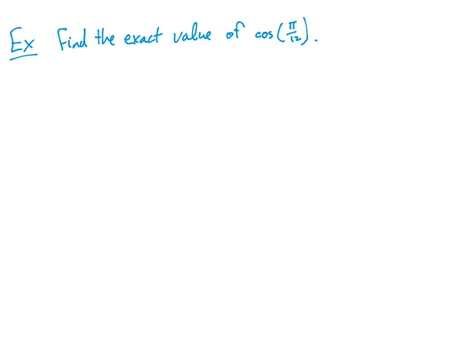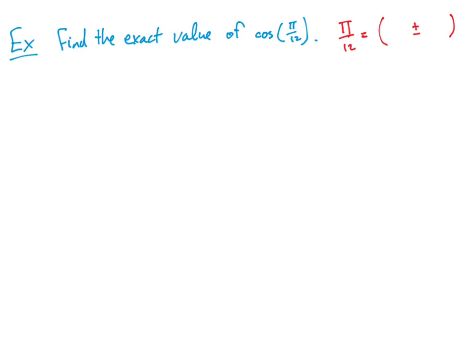Next up, let's find the exact value of cosine of pi over 12. Now, again, pi over 12 is not a value that's on the unit circle, so what we want to do is come up with two angles that add up or subtract to pi over 12. Now, when we're dealing with an angle in radians, it's not as easy or obvious to pick the two angles we want to use that sum or subtract to pi over 12.